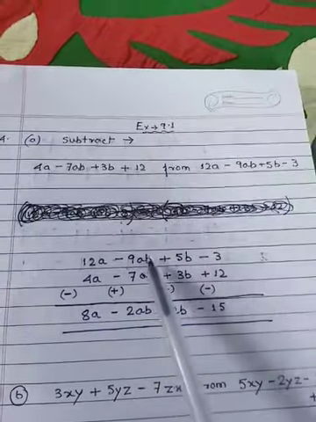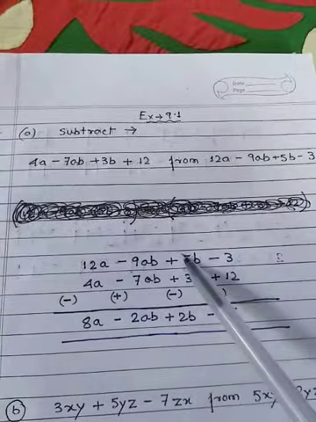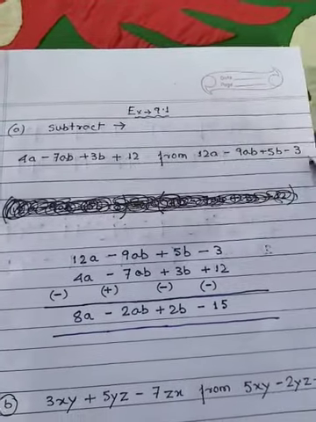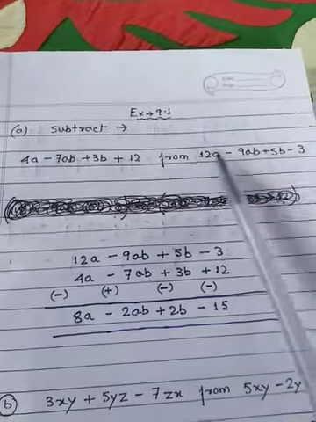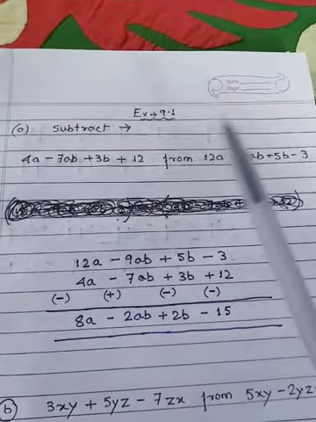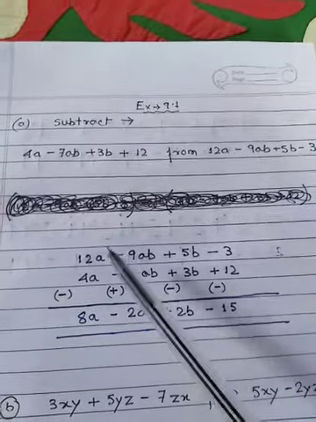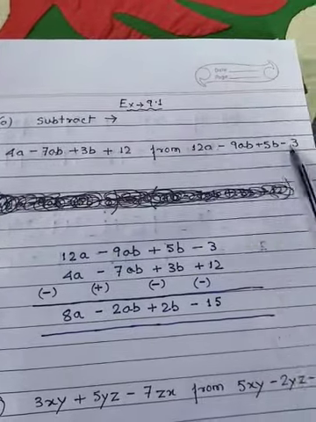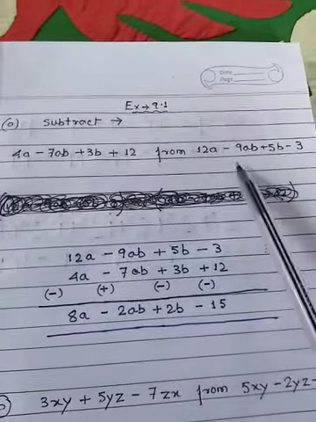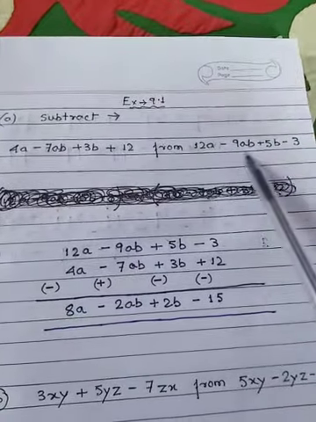but you have to be careful that the like terms should match each other. Okay, in this particular sum the like terms are all given in order, but from the next sum you will find that the like terms are not given in order, so you have to be very careful to write the like terms just one above another. Okay, so see what is the first thing written: 12a minus 9ab plus 5b minus 3. That's the same way I have written.